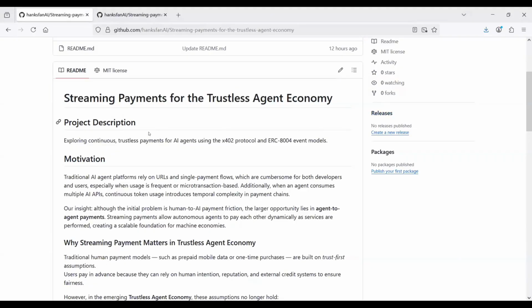And hello everyone. I'm Hanks, and my project is streaming payments for the trustless agent economy. I'm here to introduce the concept of streaming payments and explain why it matters.